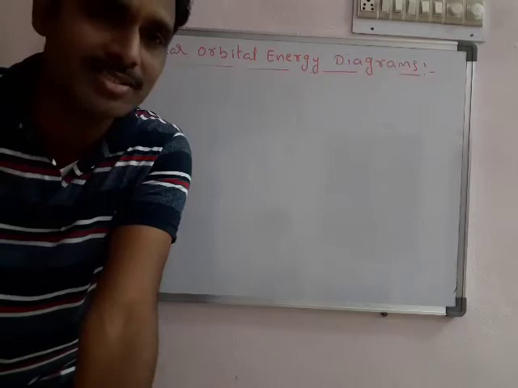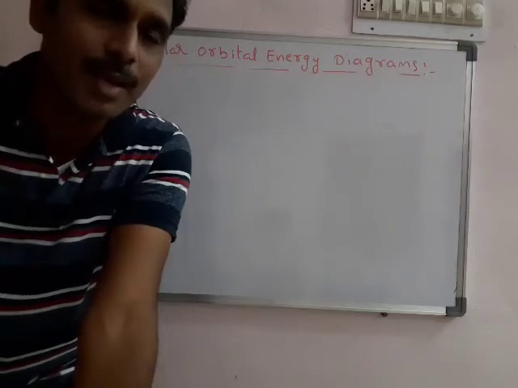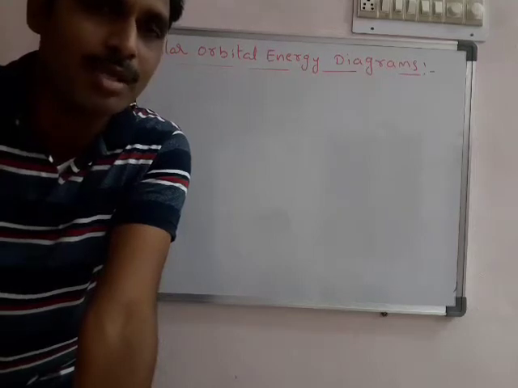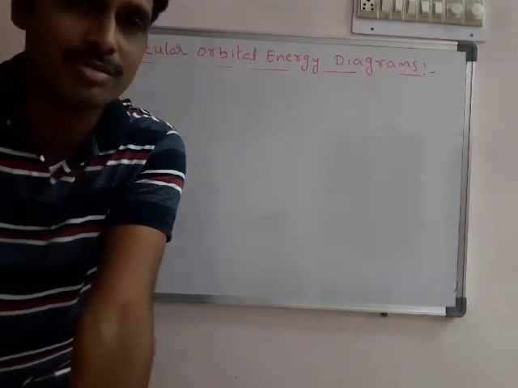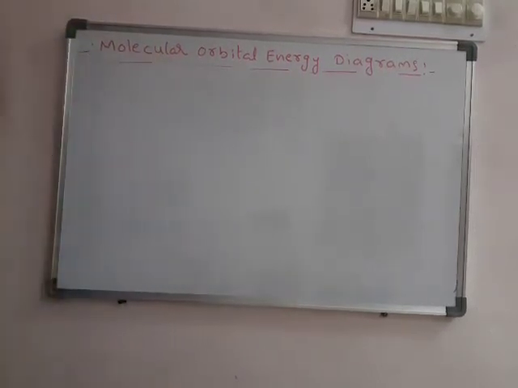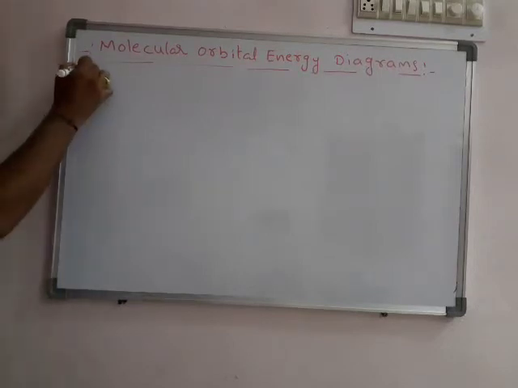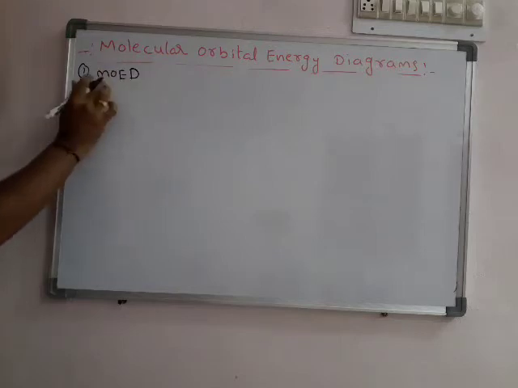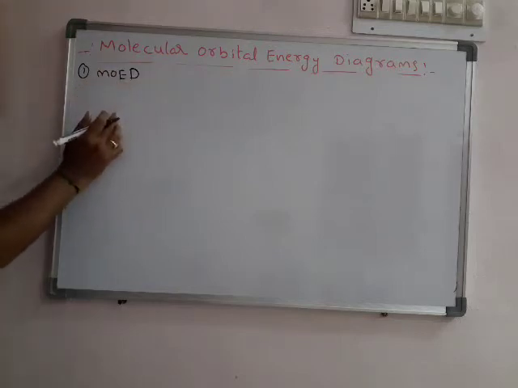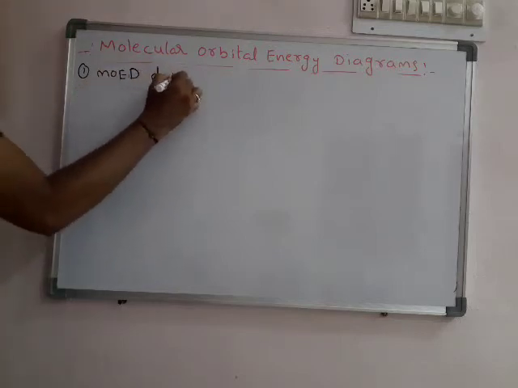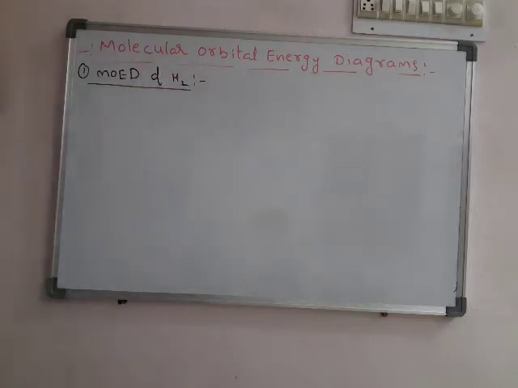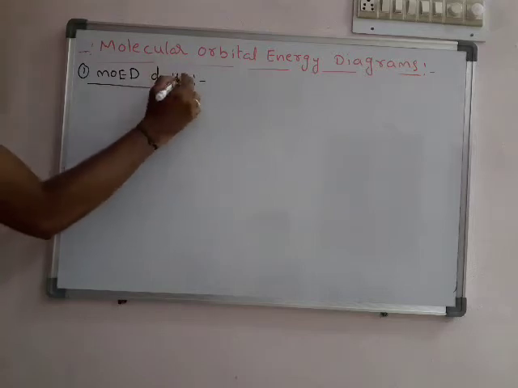Generally, in short, it is known as MOED, molecular orbital energy diagrams. Now we see it for different molecules. First, write the MOED of only H2. Now we start with a simple molecule, H2.